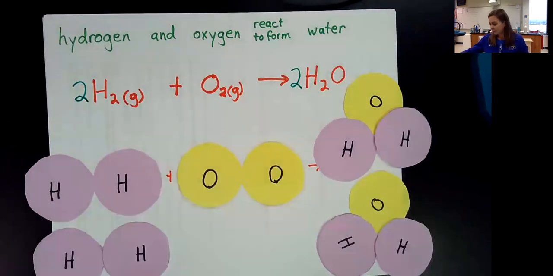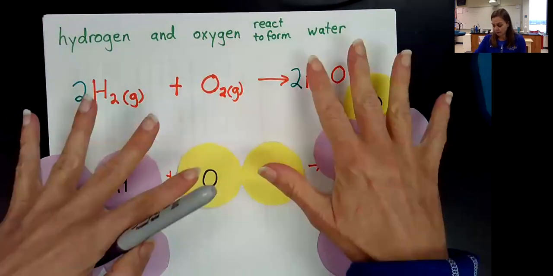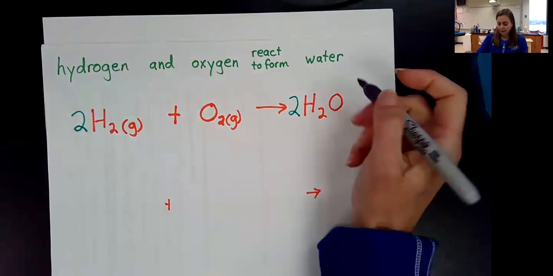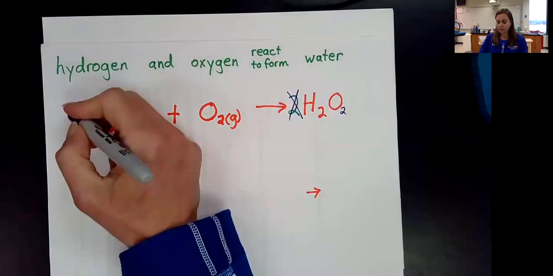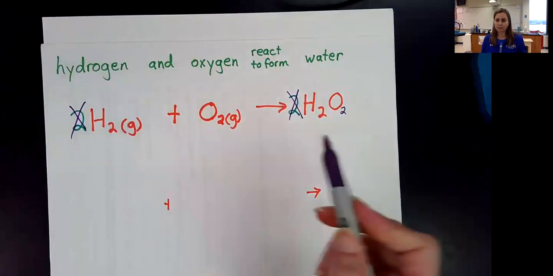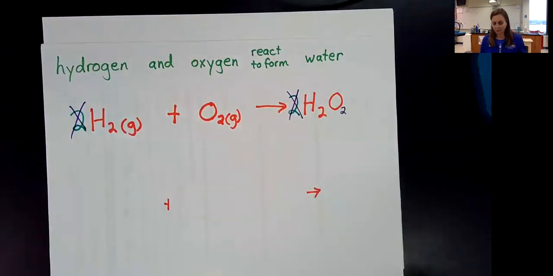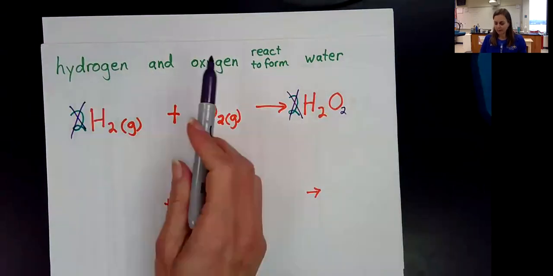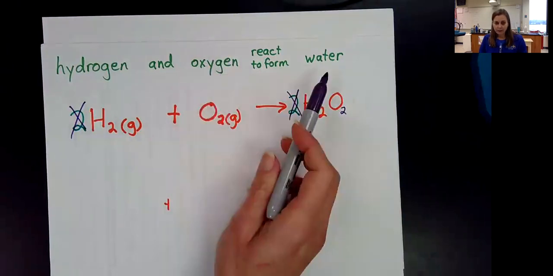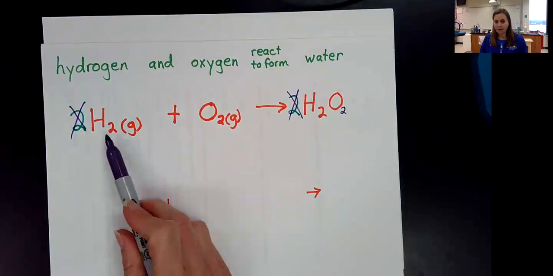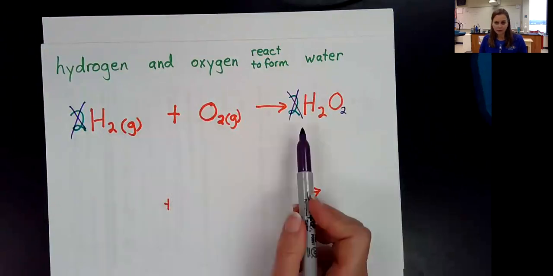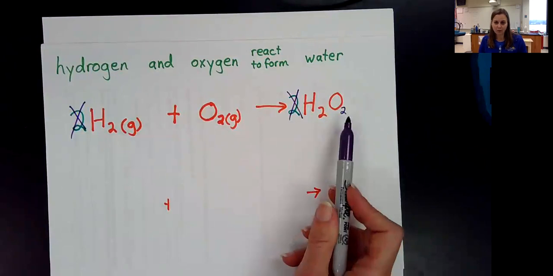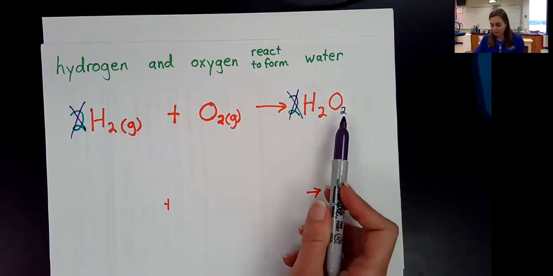Sometimes you might be tempted to say, well, I have an easier way to solve this. I can just put a little subscript 2 right here. Then I have 2 hydrogens and 2 oxygens, 2 hydrogens and 2 oxygens. Problem solved. Why can't we do that? Well, my reaction says hydrogen and oxygen react to form water. What we've written here is hydrogen and oxygen react to form hydrogen peroxide. That's a whole different compound, and we've totally changed the meaning of the equation. We cannot do that. So this is a big fat no-no.